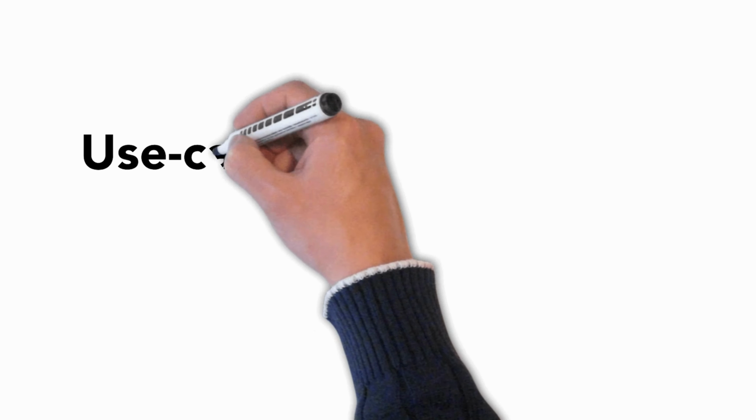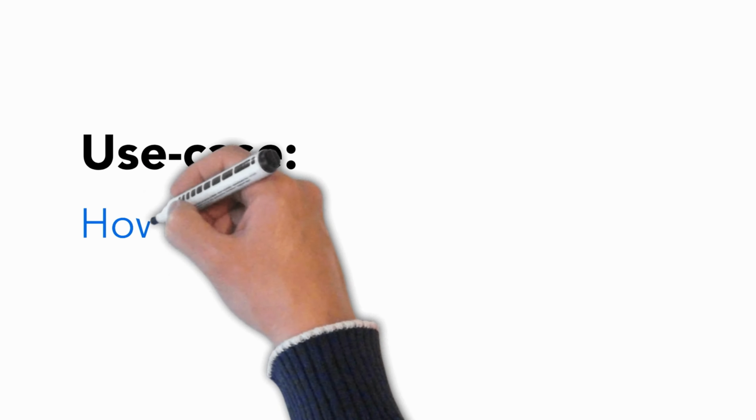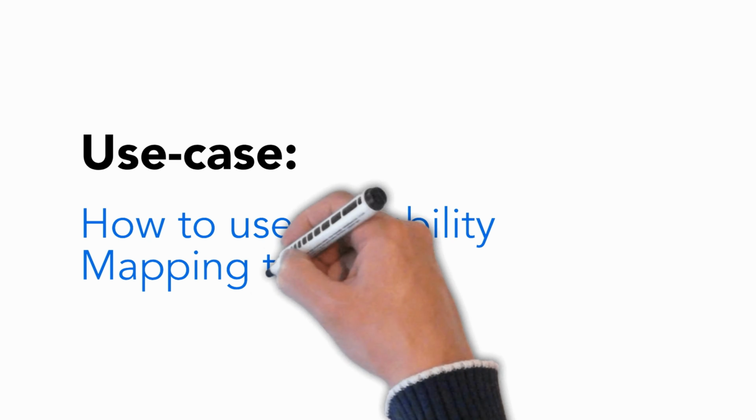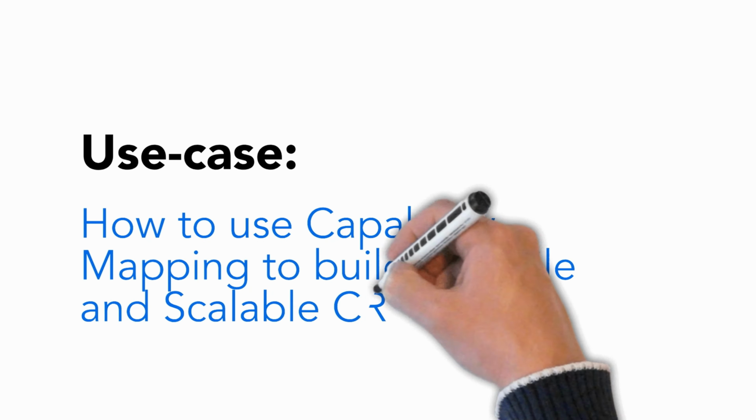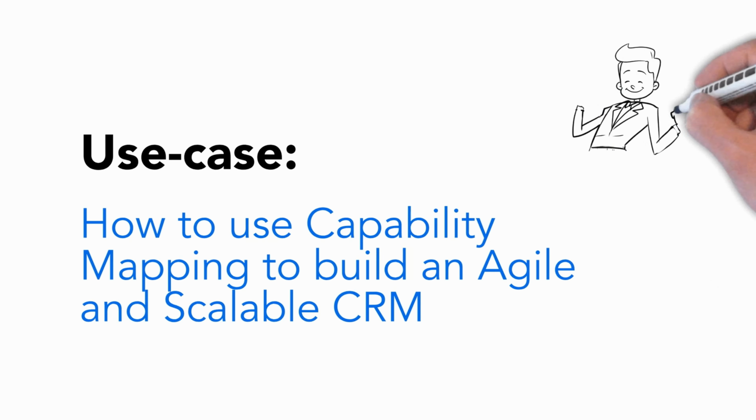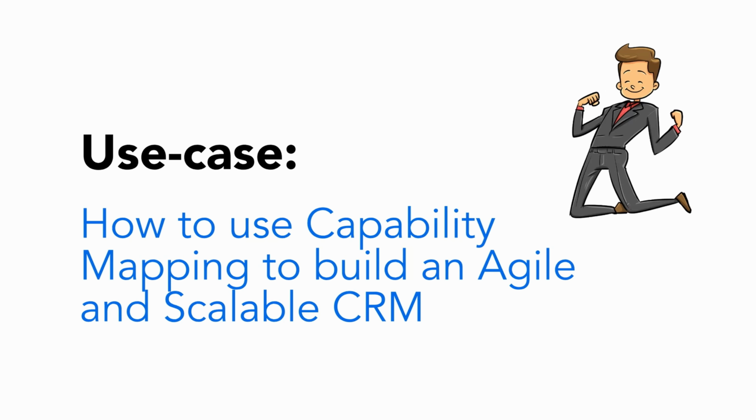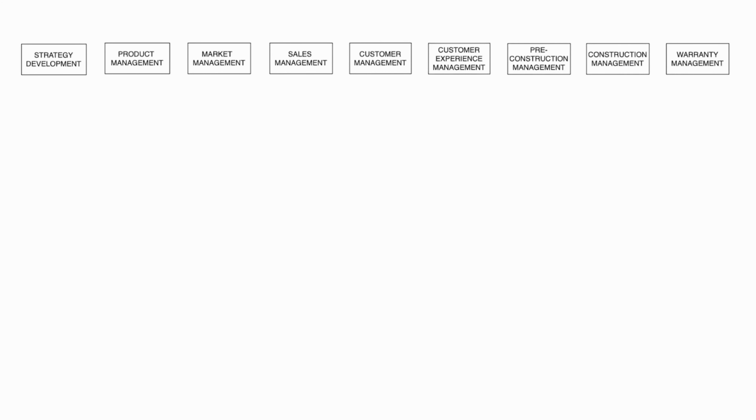But today we will look at a specific use case, which is to use a capability map as a starting point for developing an agile and scalable business solution, in this case a CRM solution, to give us the best possible chance of being part of the 16% of projects that, according to McKinsey, are successful. We start with a map of level 0 capabilities for a fictitious construction company. For simplicity, I have included only operational capabilities and left out corporate capabilities such as HR, IT, finance, etc.